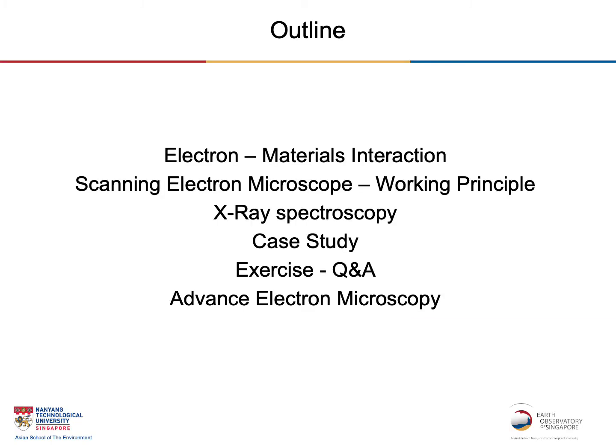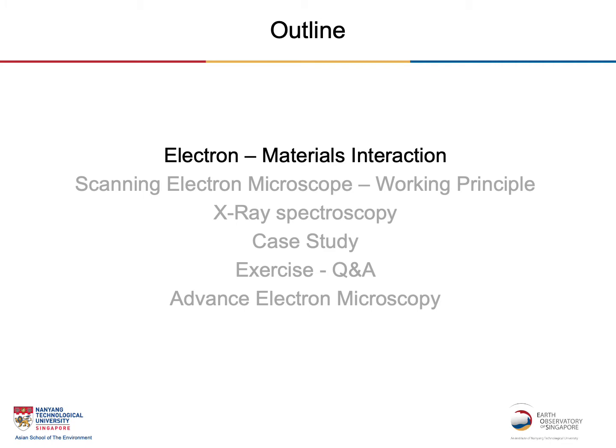So here is the outline of the tutorial. It's pretty brief. We start with the electron and then the effect with the material, how they interact, and some working principle of the scanning electron microscopy, and what are some of the common operation in the electron microscopy. And then we'll go a little bit deeper in the X-ray spectroscopy. We'll also discuss some of the case study, some exercise, and some glimpse overview of the advanced electron microscopy. So now let's go to the first one, and how's the electron and materials interaction.